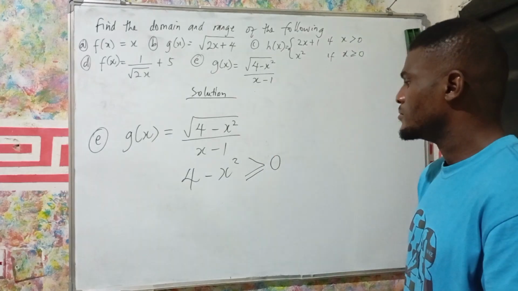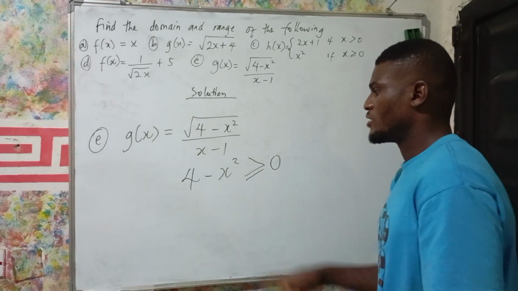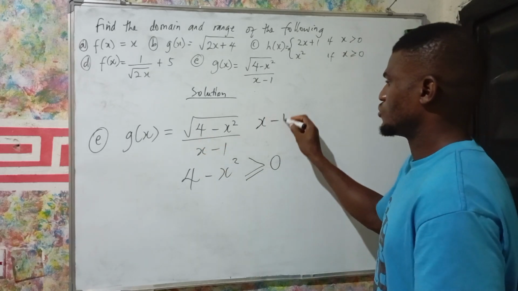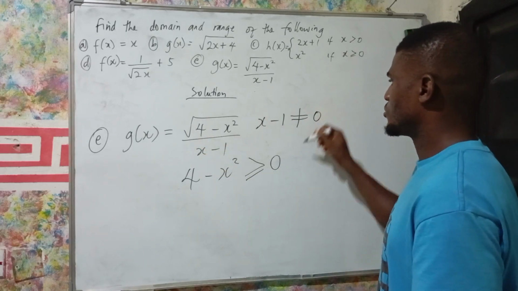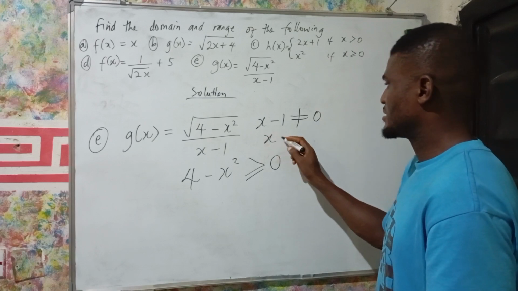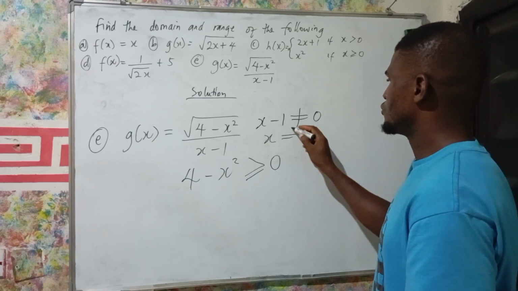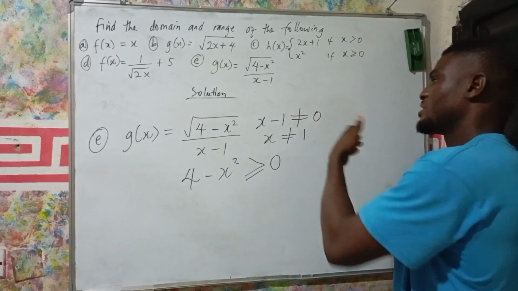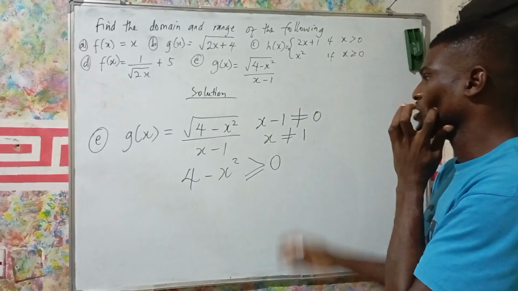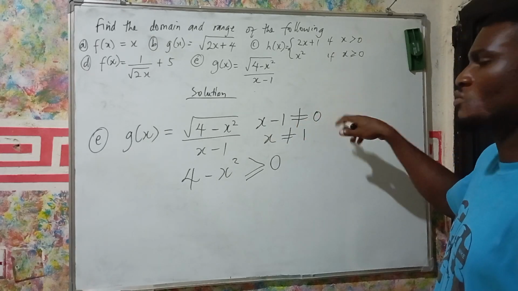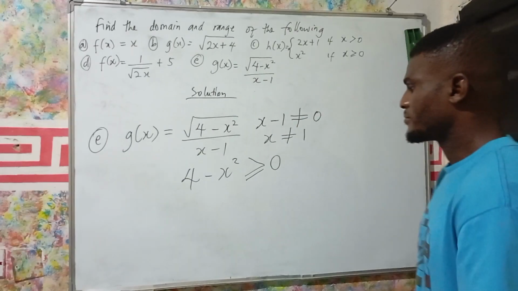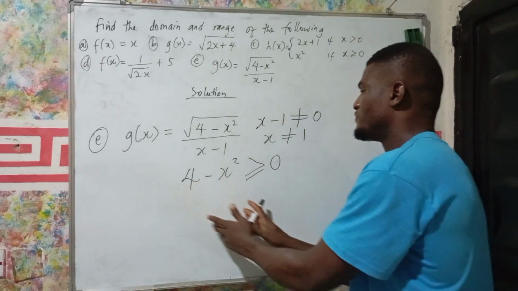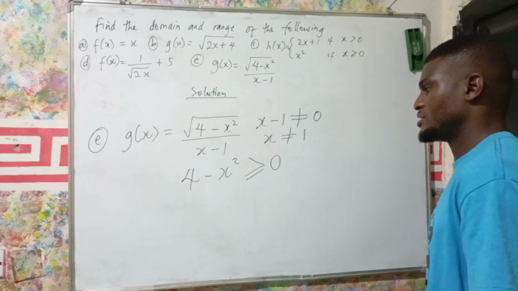What you also need to take note of from the denominator is that x minus 1 should not be equal to 0, which means that if you move 1 to the other side, x should not be 1. Because if x is 1, then 1 minus 1 will make it 0. So x should not be 1. Now let's look at the ranges of values that will give us a value that is greater than 0.